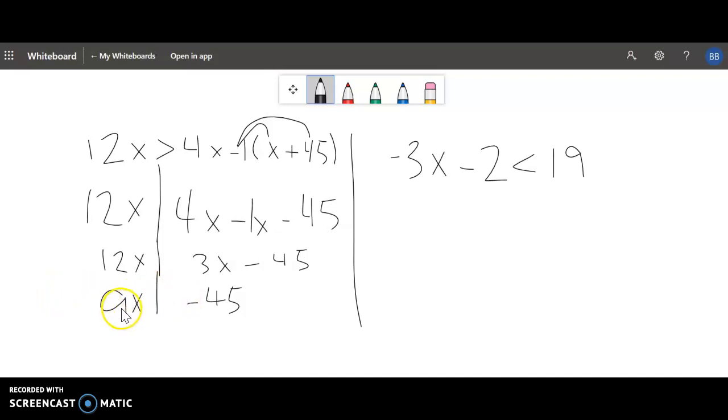And then you would divide by 9, because you have x on one side and a number on the other side. So at that point, you go ahead and divide by the number in front of x. So divide by 9, x, and the negative 45 divided by 9 is negative 5. And then the symbol you started with was a greater than symbol. So you go ahead and write that again.